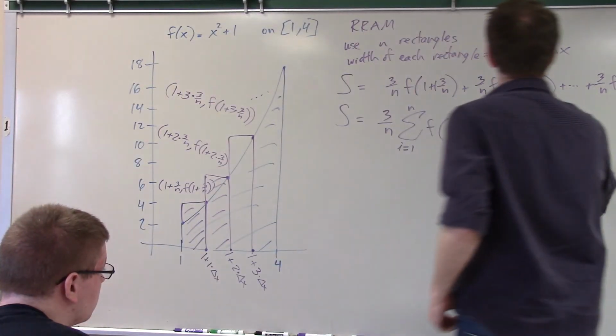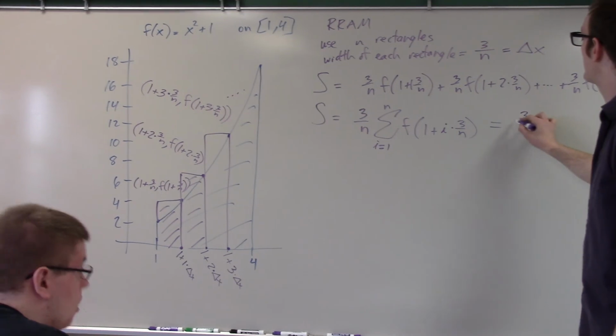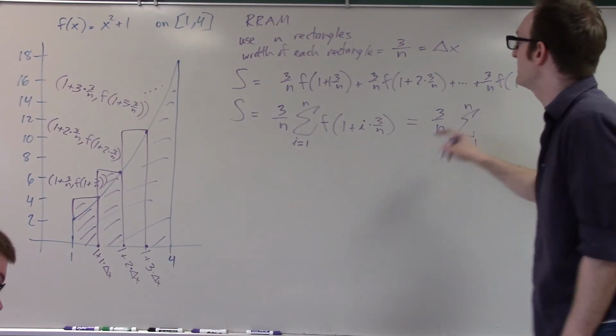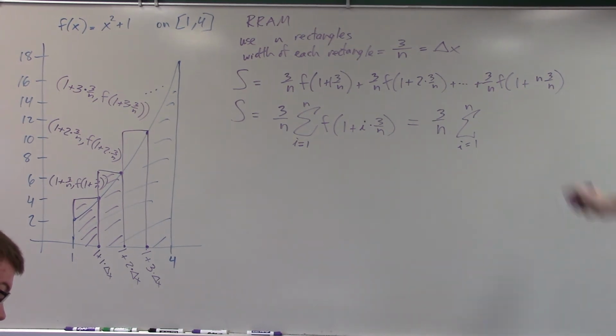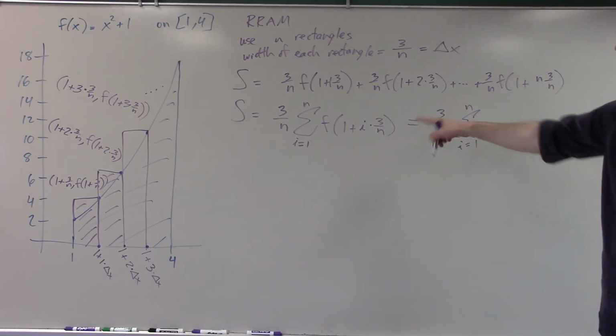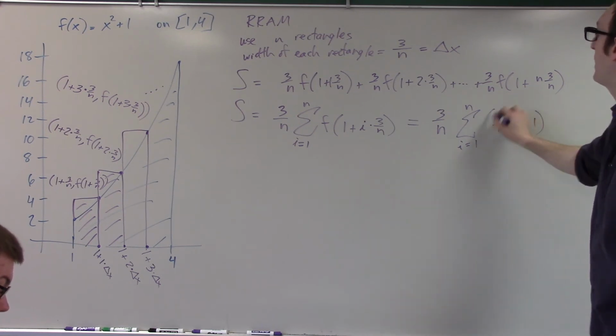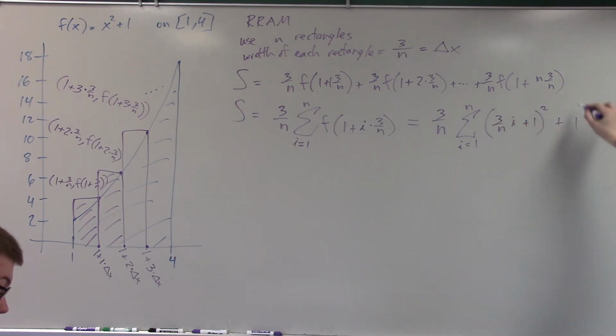Unfortunately, we're going to go really fast because we're running out of time. So this is 3 over n times the sum from i equals 1 to n. Now we just have to plug that into this function, right? So the variable here is i. So this is 3 over n i plus 1 squared plus 1. Are you with me? Say yes.